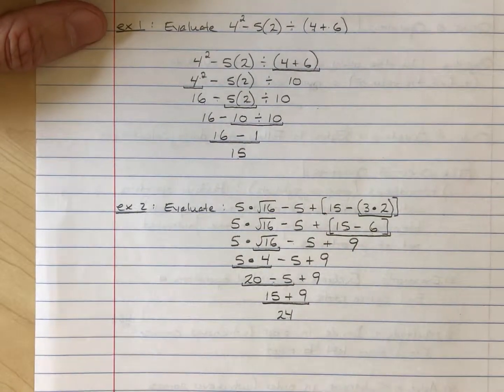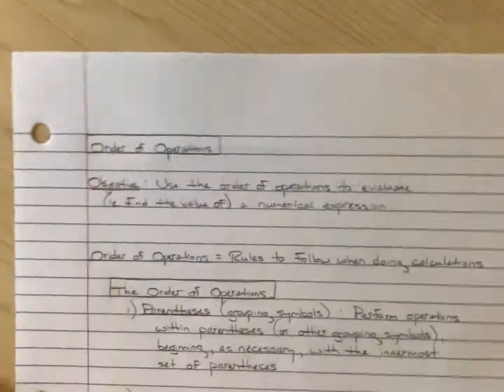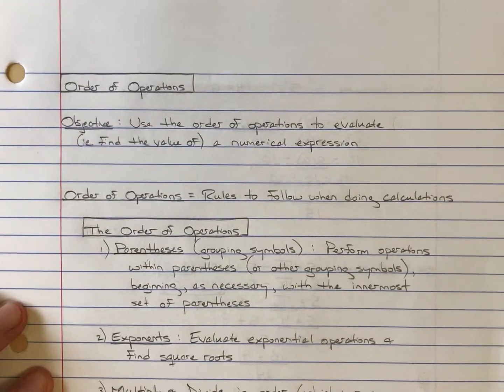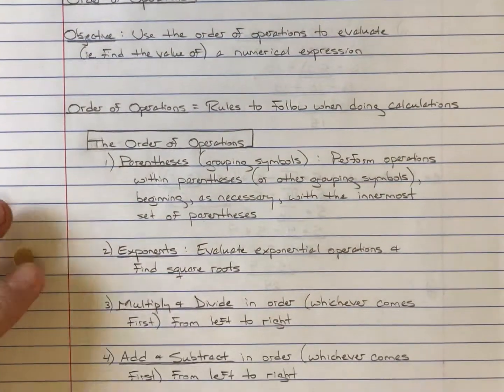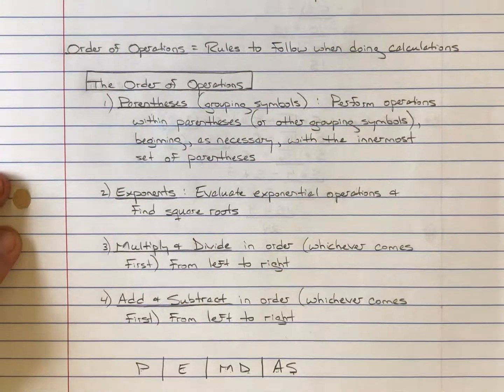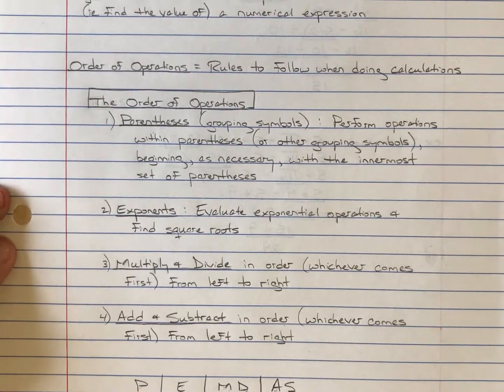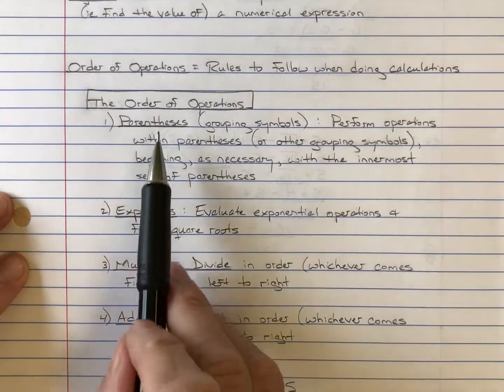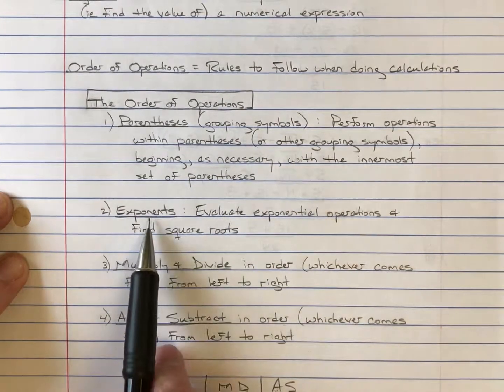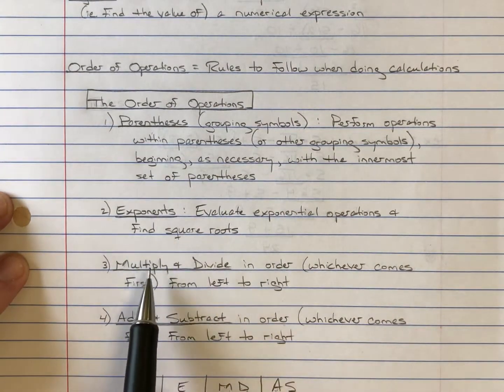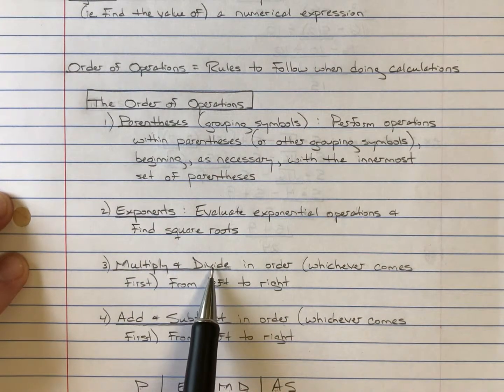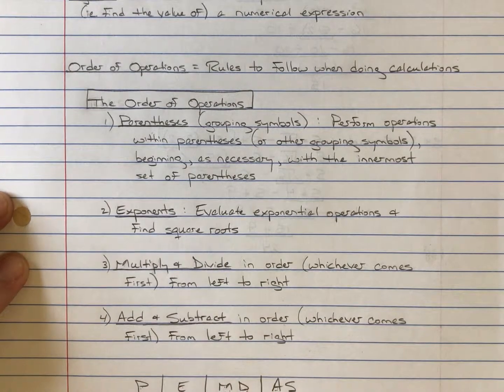Okay, so that gives you what happens with the order of operations. Recapping, you need to make sure you follow these because this is how things work when you deal with numbers and operations. Parentheses or grouping symbols, exponents second, multiply or divide third, add or subtract fourth.